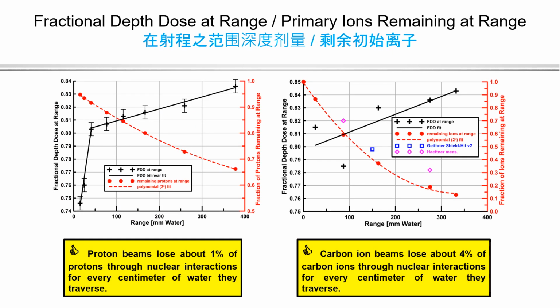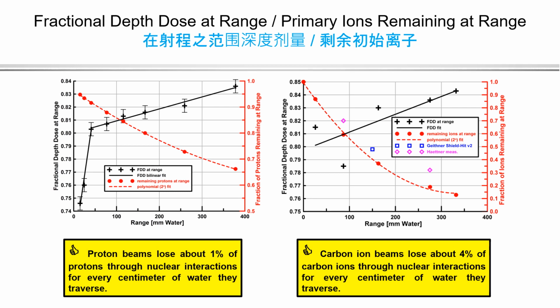The black curve on the graph on the left shows the fractional depth dose at the range of a proton beam for various beam ranges. The value is around 80% for beams of all ranges. The dashed red curve shows the fraction of protons remaining at the range as a function of range. A linear fit to the data would give a 0.8% per centimeter probability of non-elastic nuclear interactions, but most people generalize to 1%.